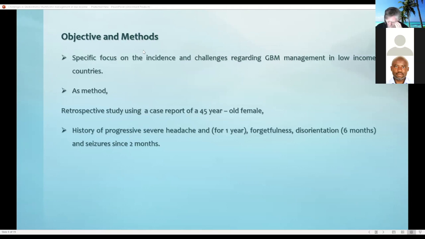symptoms, these complaints from the patient. We went for a clinical examination and we got some findings which sent us to ask for some investigations. And investigations were done and we got a diagnosis of GBM. Next slide.